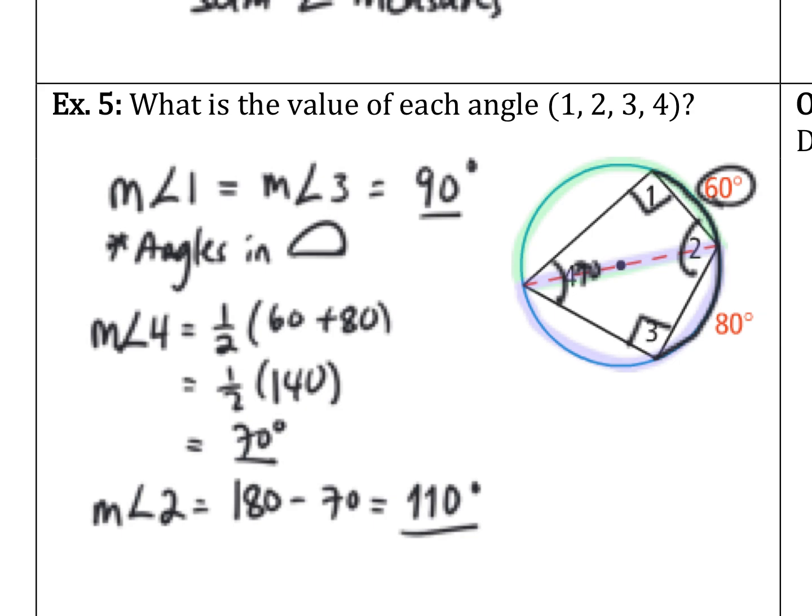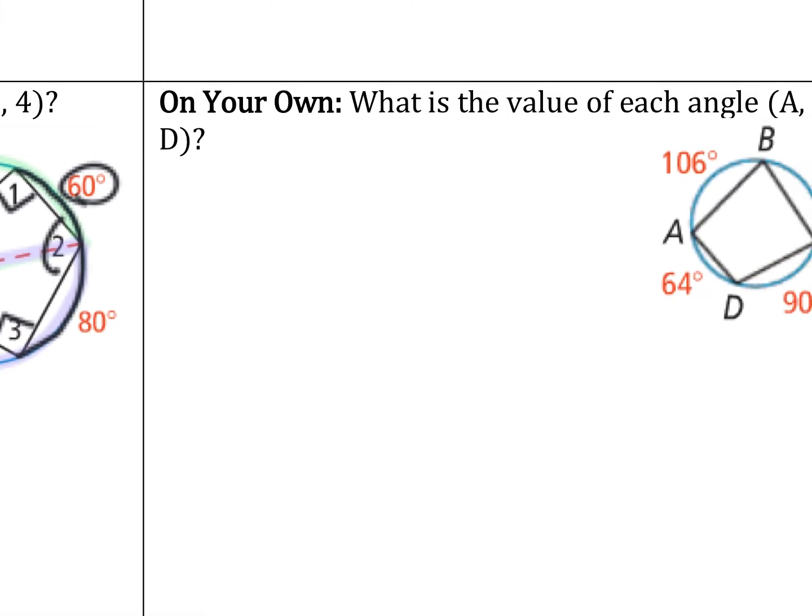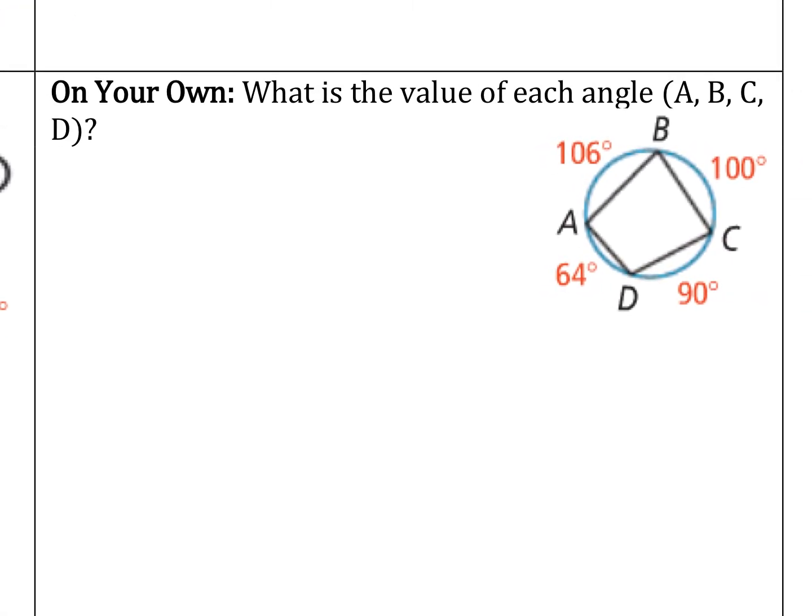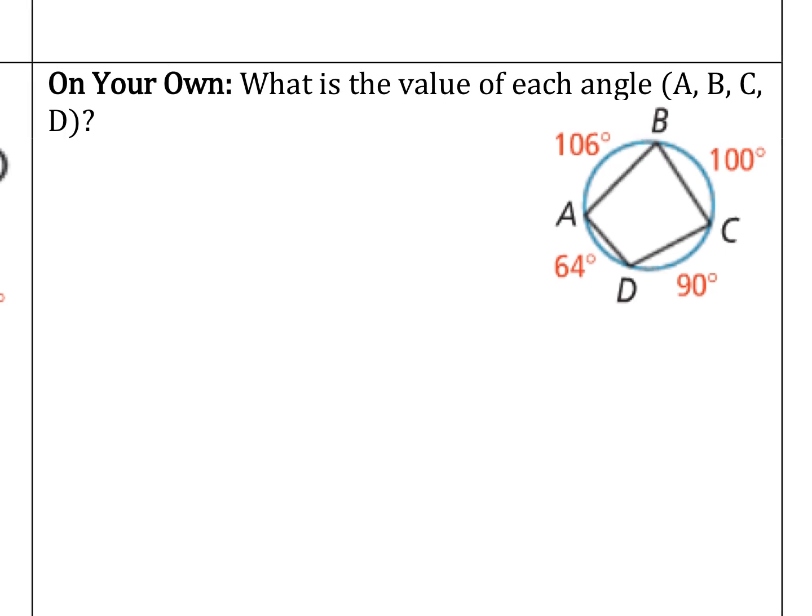Okay, try this on your own. What do you think are the values for each angle A, B, C, D? First let's start with A. The measurement of angle A here is going to be one half of the intercepted arc, arc BC plus arc CD.